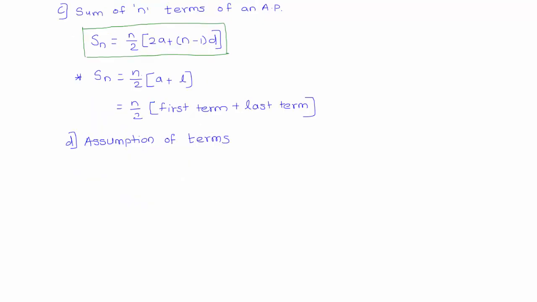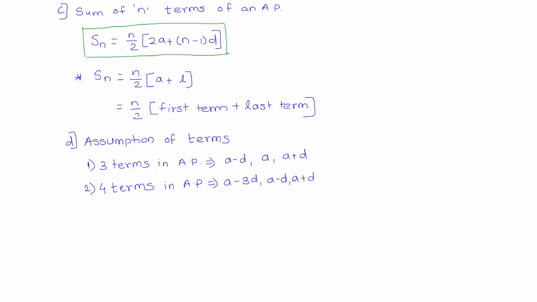Now what do we mean by assumption of terms? Suppose a sum says 3 terms are in AP. So 3 terms in AP given in a problem, you can assume them as a minus d, a, a plus d, okay, so that the calculation part becomes easier. If they say 4 terms are in AP, then we may assume them as a minus 3d, a minus d, a plus d, and a plus 3d. If 5 terms are in AP, then we may assume them as a minus 2d, a minus d, a, a plus d, and a plus 2d.